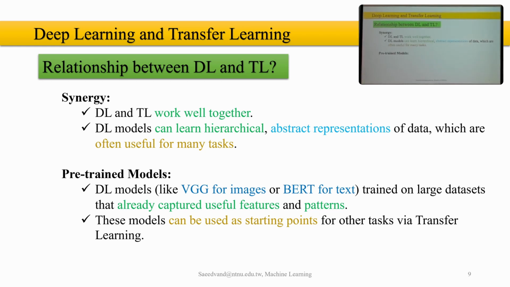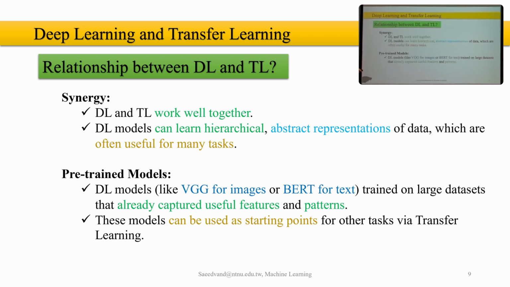The second relationship can be pre-trained models. Deep learning models, for example, VGG and BERT: BERT is for text, VGG is usually used for images. I will introduce BERT for text classification and different things that we can do for text.